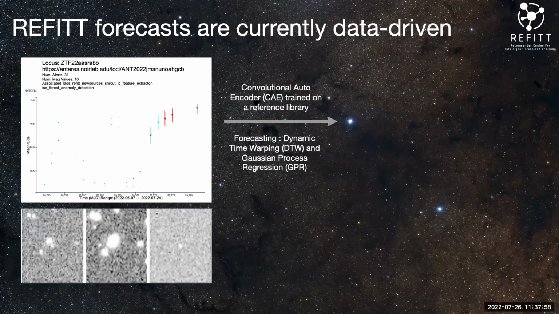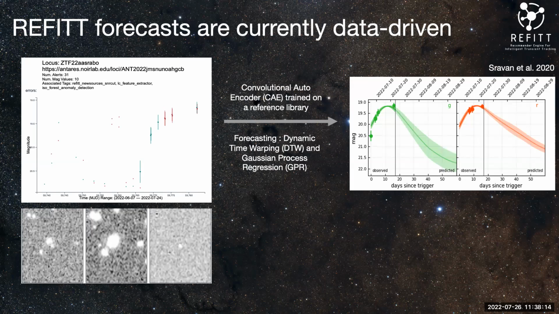Refit in its core currently has a data-driven forecast. What I mean by that is that it references events from its trained reference library and tries to find vector representations similar to the current live event. The forecasting is done by matching the phases of these events to the current live event, and then using Gaussian process regression on the reference library events to predict a forecast. Here is the currently live event, with the data-driven forecast predicted by Refit in two ZTF bands, ZTF-g and ZTF-r.